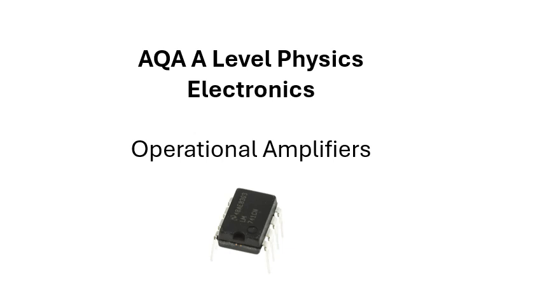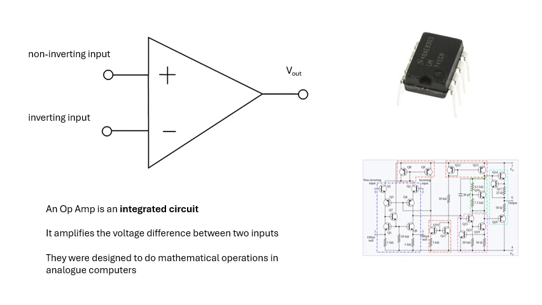AQA, A-level physics. This is for the electronics option, and this video is about operational amplifiers. So what is an op-amp? It's a chip. It's an integrated circuit. So there's lots and lots of different transistors and resistors all on this chip, this piece of silicon. Okay, it's an integrated circuit.